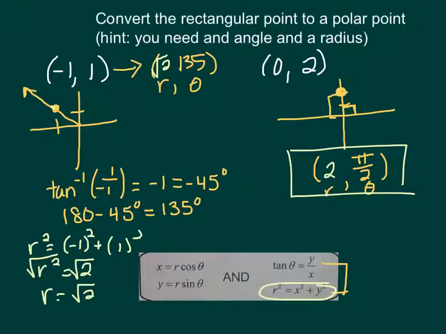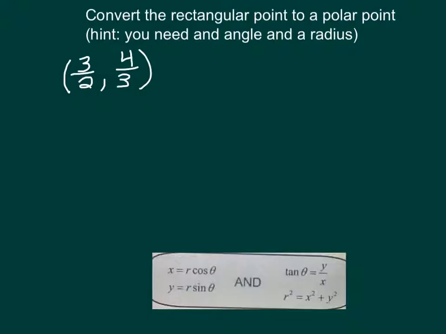Let's try one more. I have the point (3/2, 4/3). So 3/2 is between 1 and 2, and 4/3 is between 1 and 2, so there's my point right there. Again, my goal is to find a radius and an angle. Let's go ahead and start with the angle.